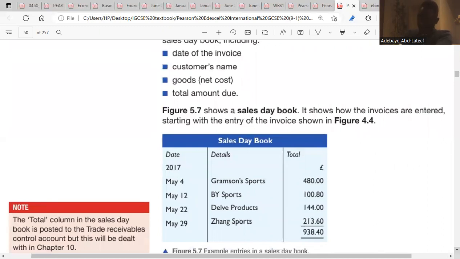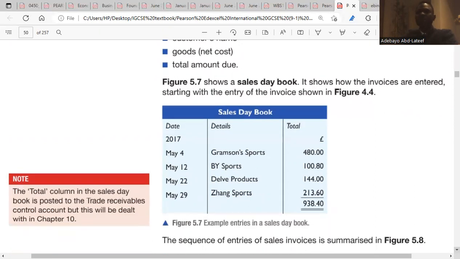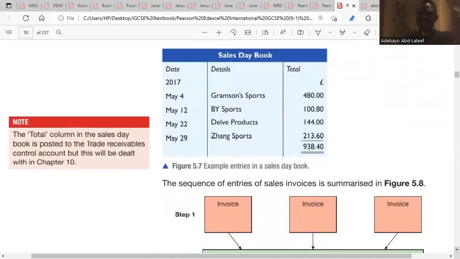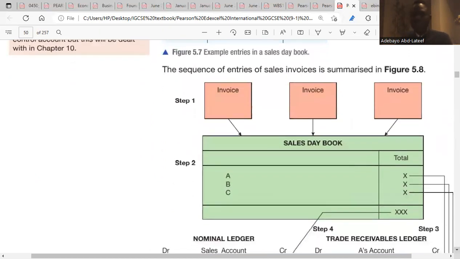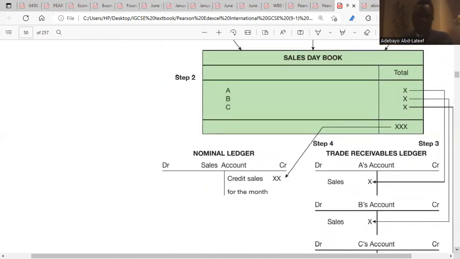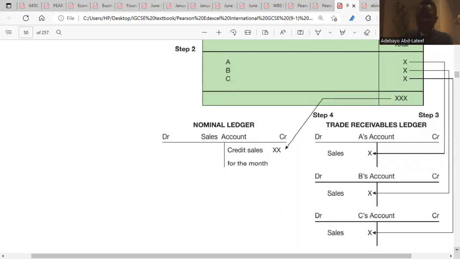Get the point. All these invoices will be recorded in your sales day book. As seen, scroll down, you'll see it on page 41, figure 5.7. These are invoices from different customers. As soon as this is done, the accounts department will open a double entry for this transaction. The double entry is the nominal ledger, where you put your sales account, and the trade receivable ledger, where all the invoices will be recorded. Your nominal ledger is going to be a credit balance, and your trade receivables ledger is going to be a debit balance.